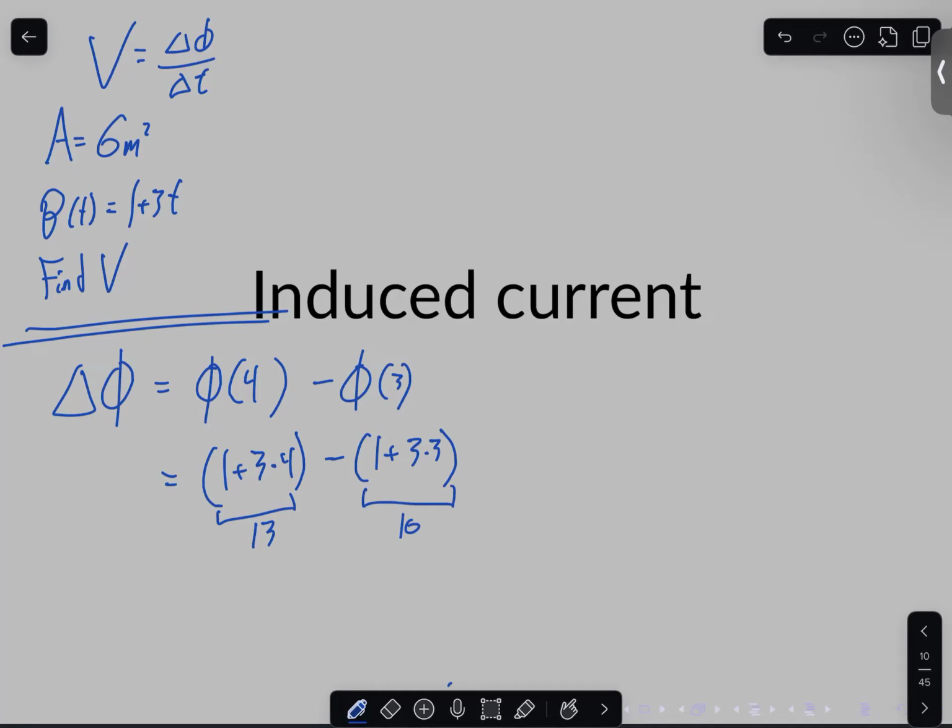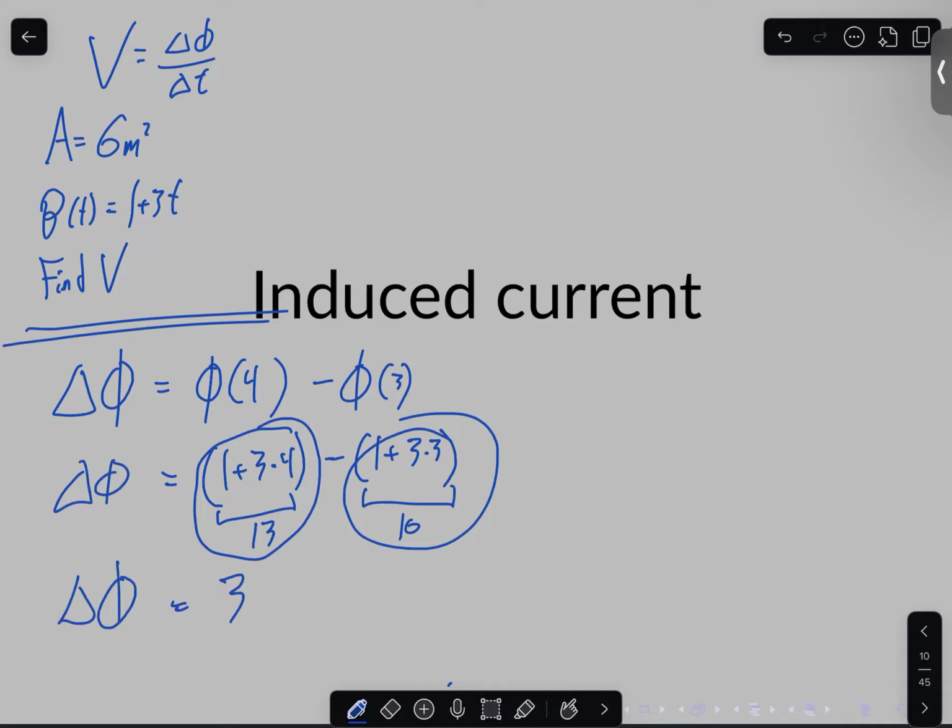We are not looking at the slope at 4. We're looking at the change from 3 to 4. So if I find that the slope started at 10 and ended at 13, what's my change? 3 Tesla meters squared. The change in flux is 3 Tesla meters squared.